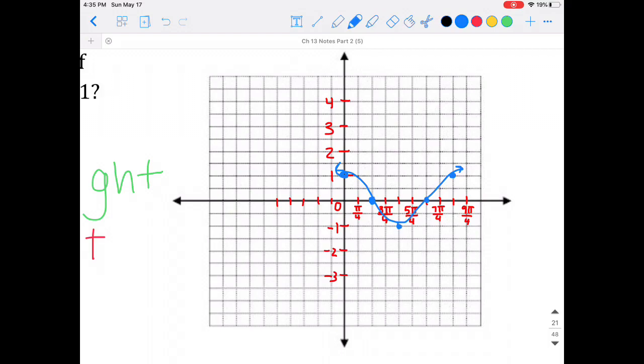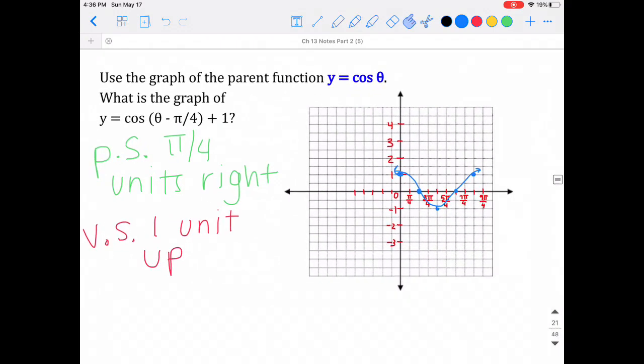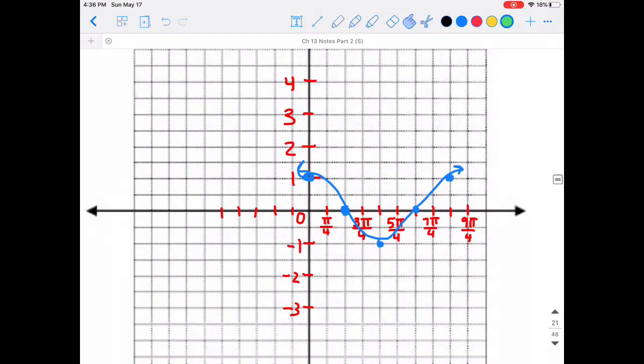And now let's think about our translations. So we have a phase shift of pi over 4 units to the right. So every point is just shifting over 1 point to the right and a vertical shift of 1 unit up. So we're going 1 unit to the right and 1 unit up. So we're just going to translate all of these points 1 unit to the right and 1 unit up.